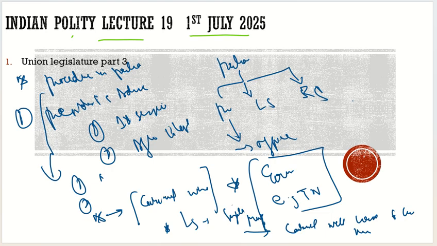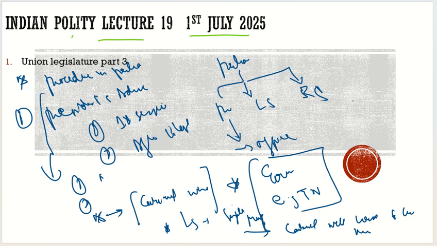The motion of thanks would be on that. If the motion of thanks gets defeated in the Lok Sabha, then it will lead to the censure of the cabinet, and they will have to prove the majority. So a confidence motion would be introduced. So this is what it is about the president's address.